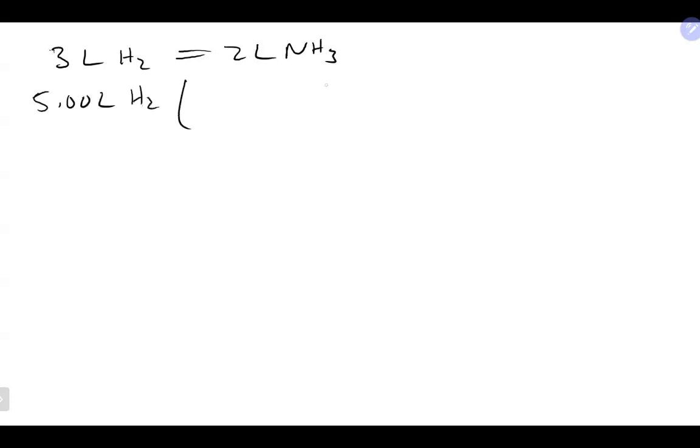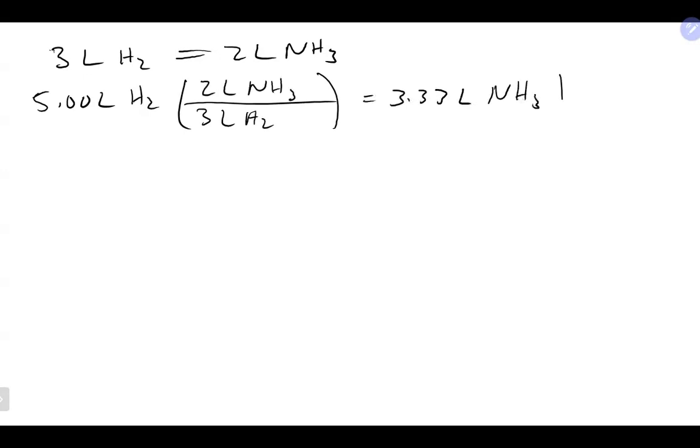Go back here. So again, we did 3 liters of H2 equals 2 liters of NH3. So starting with our 5 liters of H2, that gives us our 3.33 liters of NH3. So you can see it can definitely save you some time without having to use the ideal gas law in both situations. But again, it definitely has to be at constant temperature and pressure to use this part of it.